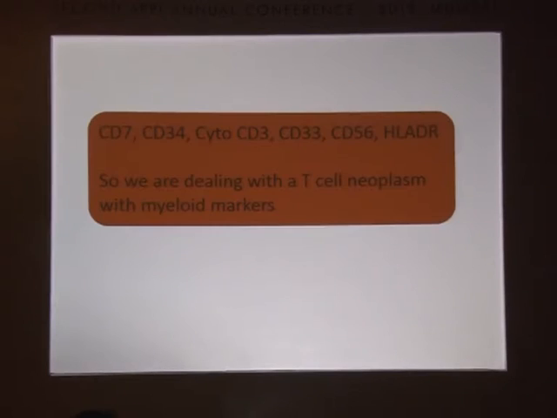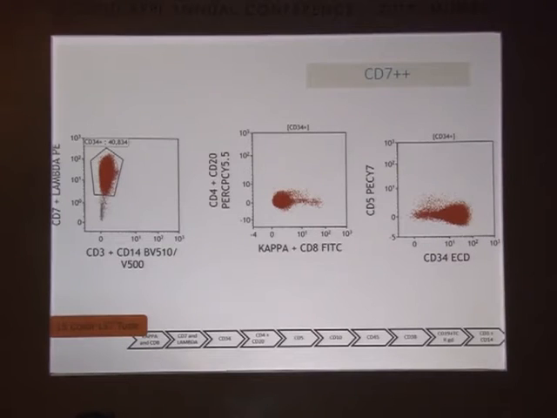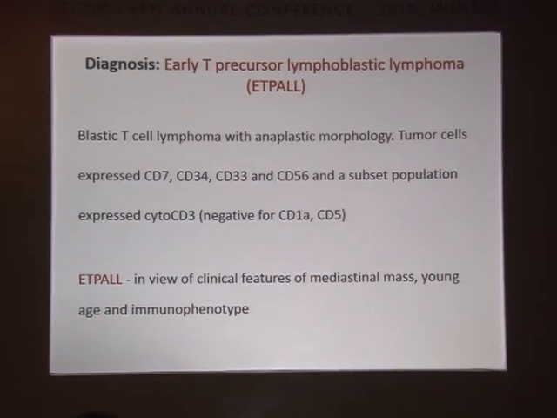Now what is this? So on the whole, tumor cells express CD7, CD34, CD3, CD33, CD56, some myeloid marker, stem cell marker. We did a lymphoma screening tube, and it was again CD5 negative, CD4, CD8 negative, CD2 negative, CD1A negative. So this is a new entity called early T precursor ALL, which has been there for only 5 or 6 years. We never used to diagnose this. This is a type of T cell ALL, early T precursor ALL.